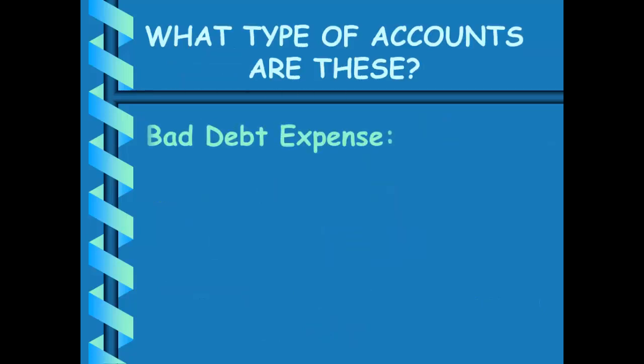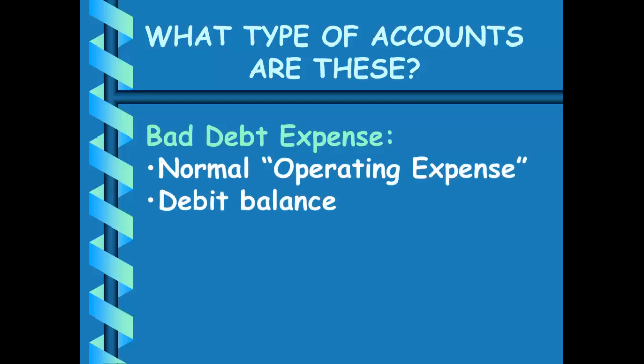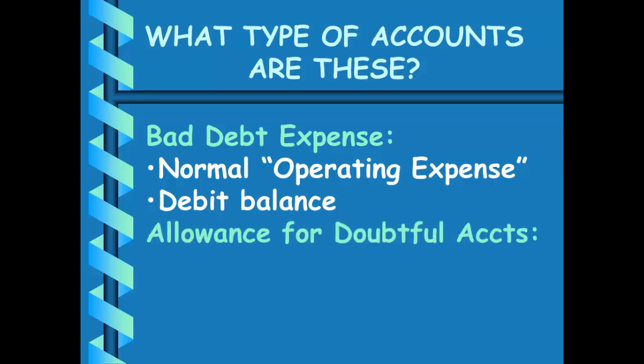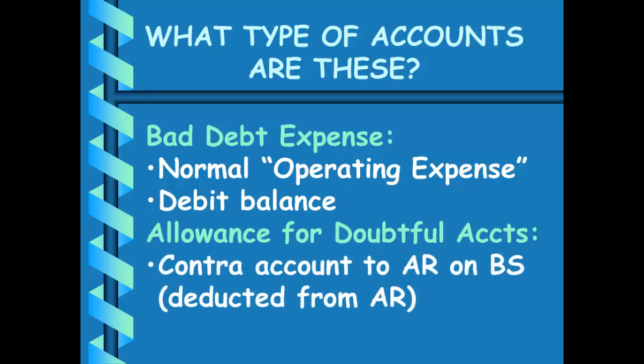Bad debt expense, what type of an account do you think that is? An expense. It's a plain old expense on the income statement. It has a debit balance. Nothing very new about that. The allowance for doubtful accounts is a contra asset. Have we had a contra asset before? What was it? Accumulated depreciation was a contra asset. Remember that one? What did we do with that contra asset? Well, we subtracted it from the asset on the balance sheet. Allowance for doubtful accounts is a contra account. It's contra to accounts receivable. So it will show right after accounts receivable on the balance sheet, and we will subtract it also.